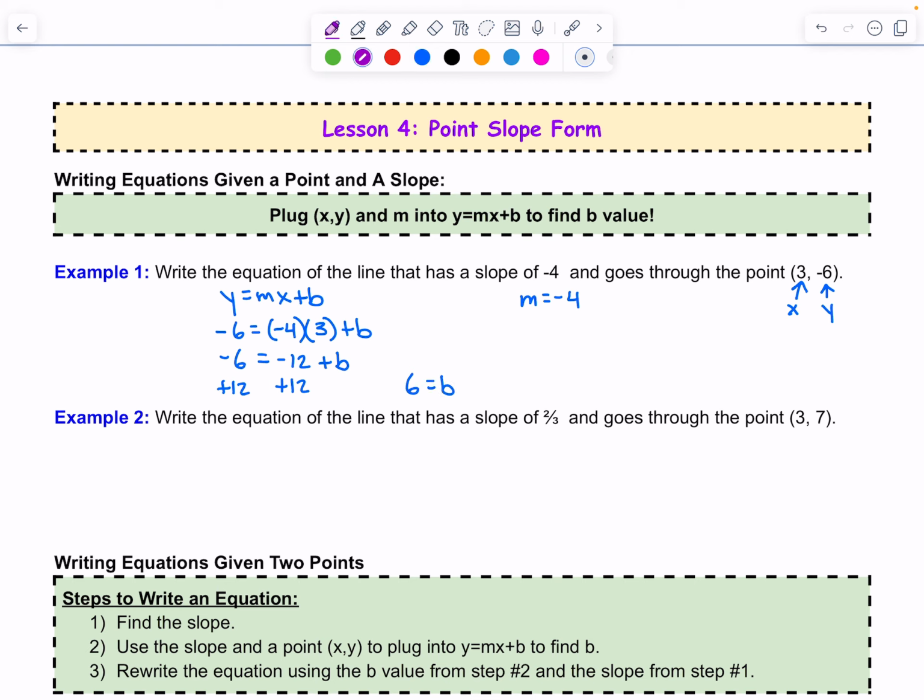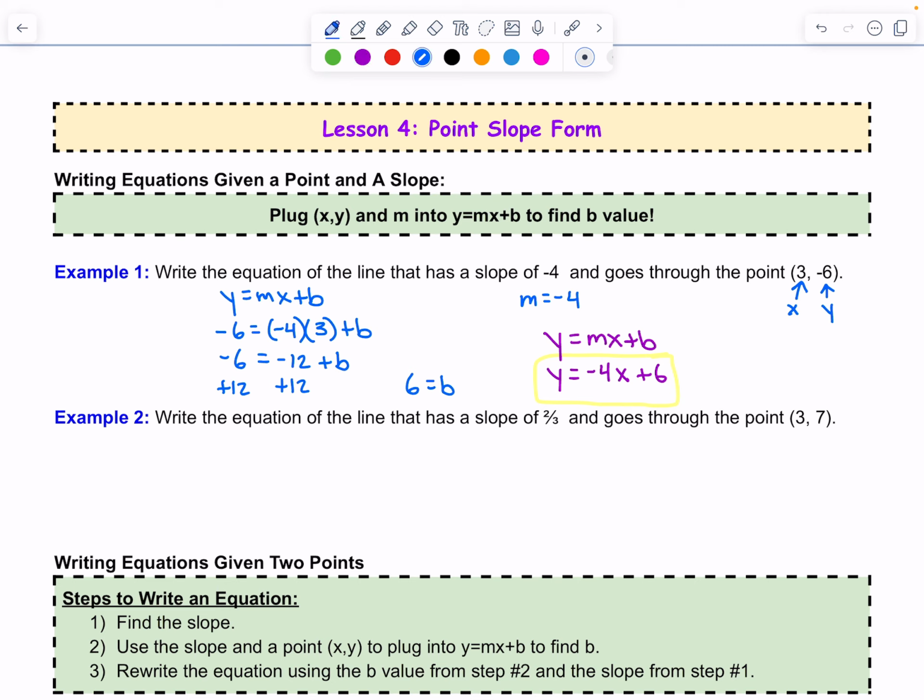And so now we just have to put that together and write it in slope-intercept form. So we write y equals mx plus b, but now we know our slope is -4, and we have our b value, which was 6. So that's all we needed to do to get it into slope-intercept form, given a slope and a point. So let's look at another example of this.